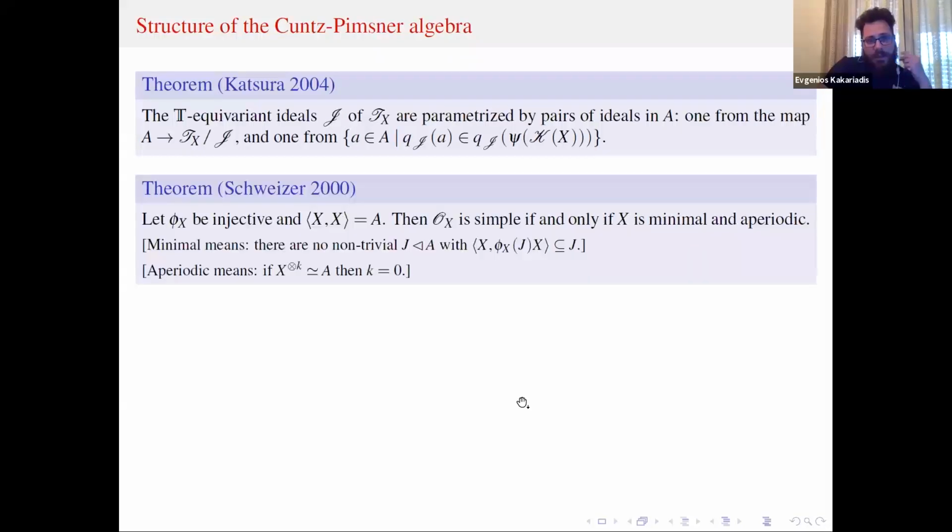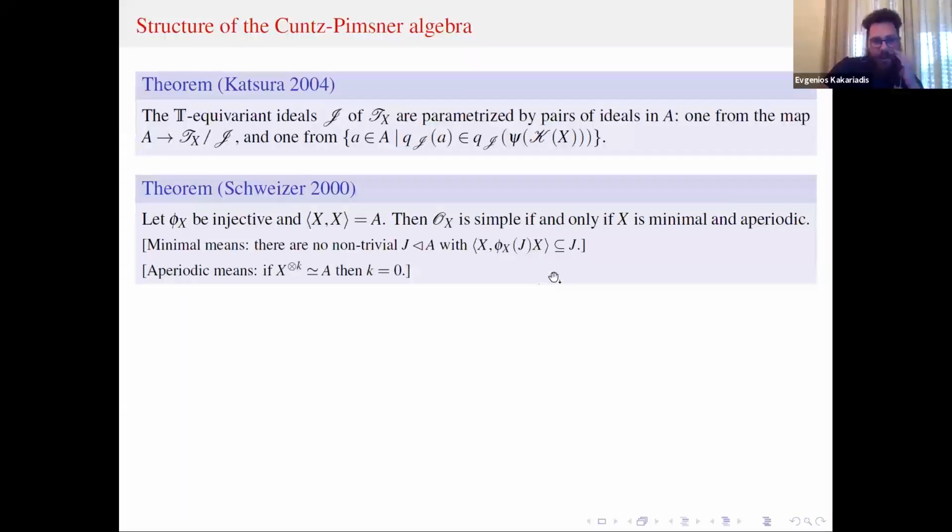Schweizer, back in 2000, gave a nice characterization for simplicity of OX, which really looks like what we know for the classical case of the Z cross product. So OX is simple if and only if X is minimal and periodic, and I have the definitions here.